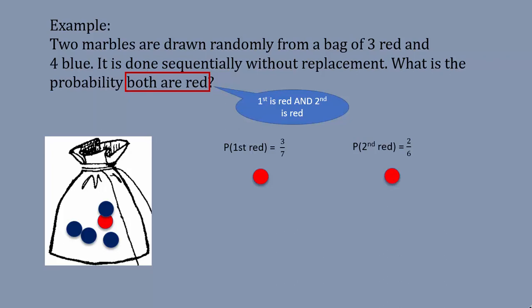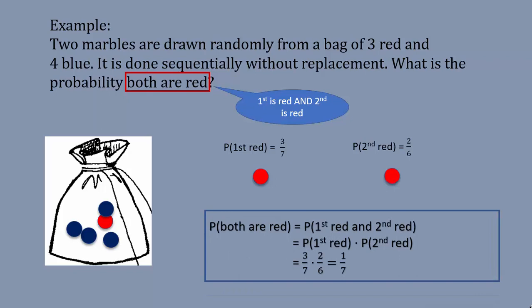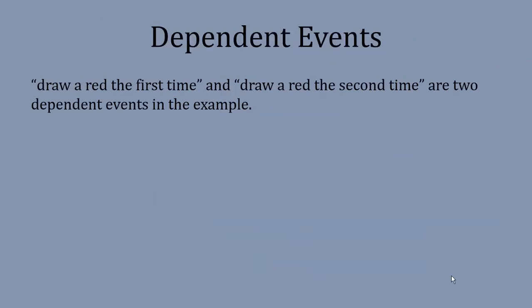Now we are ready to do some calculations. So the probability that both marbles are red is the probability of drawing the first red marble times the probability of drawing the second red marble. The answer is 1 over 7 or 0.1429. The rule we are using is the multiplication rule for dependent events.